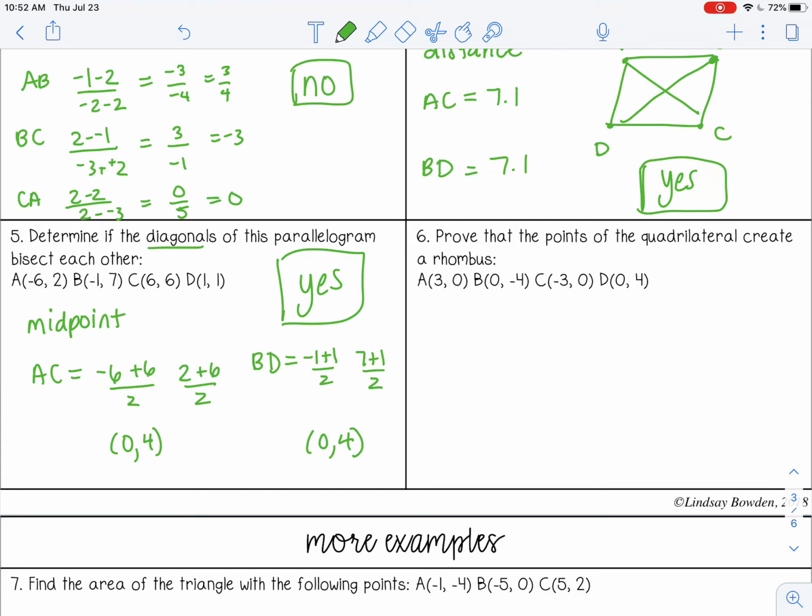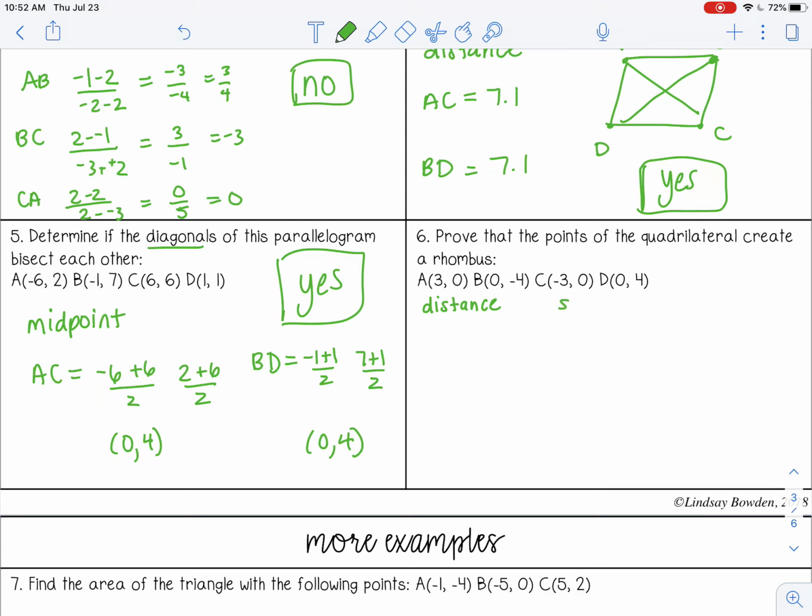All right, number 6, prove that the points of the quadrilateral create a rhombus. So we need to talk about the properties of a rhombus. Remember, a rhombus has all equal sides, so that's going to be the distance formula. And if we determine that it has all equal sides, then that's great, but that could also be a square. So to prove it's not a square, we need to prove that there are no right angles, and that would ensure that it is a rhombus.